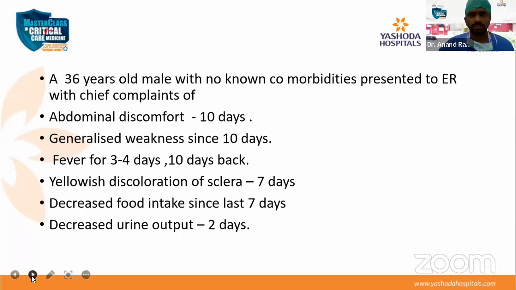So, a 36-year-old male with no known comorbidities presented with chief complaints of abdominal discomfort since 10 days, generalized weakness since 10 days, fever for 3 to 4 days, 10 days back, and icteric discoloration of sclera for 7 days, and decreased food intake since last 7 days, and decreased urine output since 2 days.